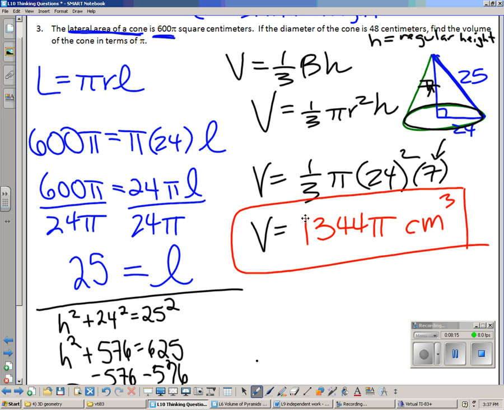Final answer. This question is critical. You got to be able to know how to do it. It's multi-step. And it's a good question to ask because if you really understand this question, you really understand everything about the volume and lateral area of a cone.